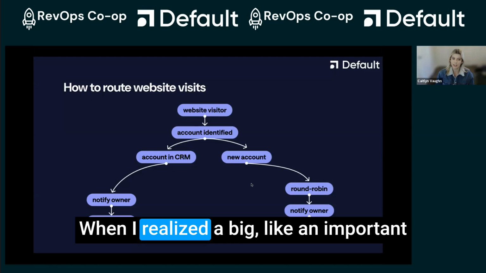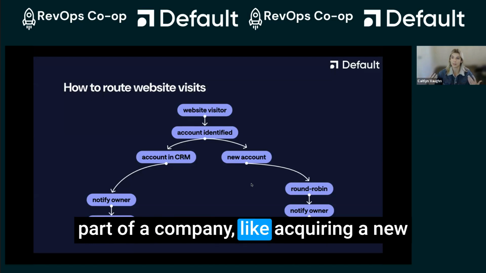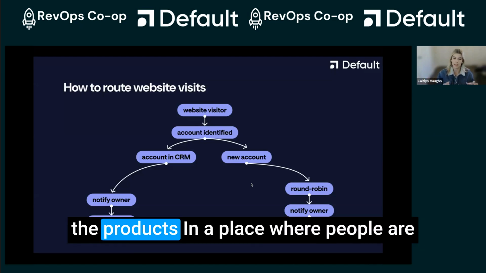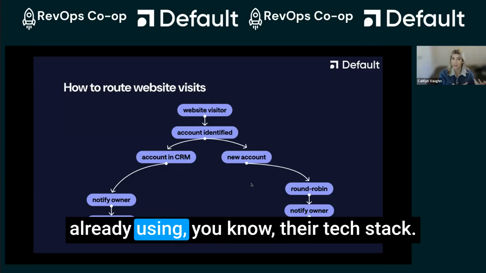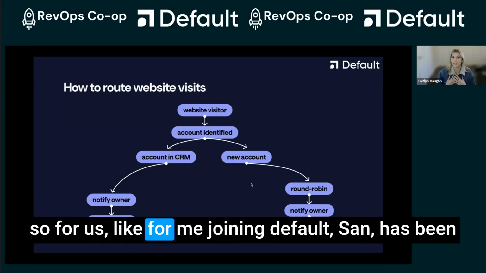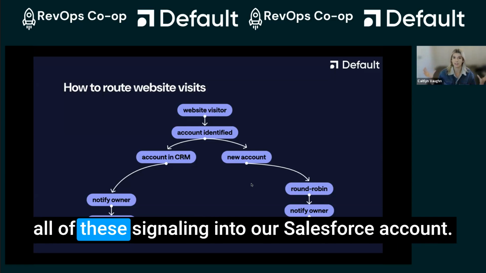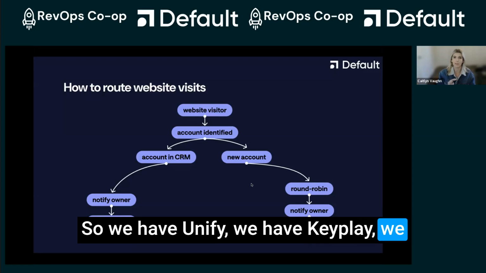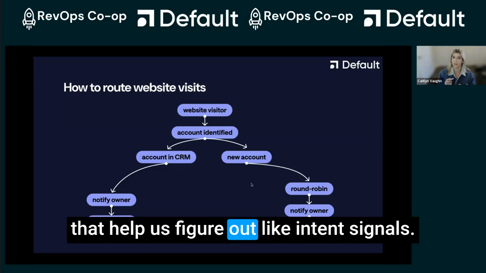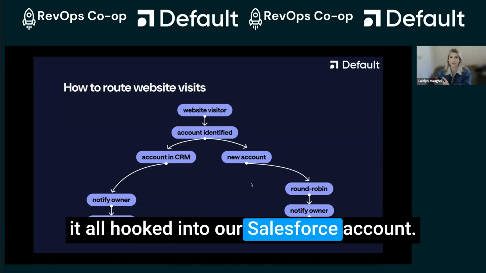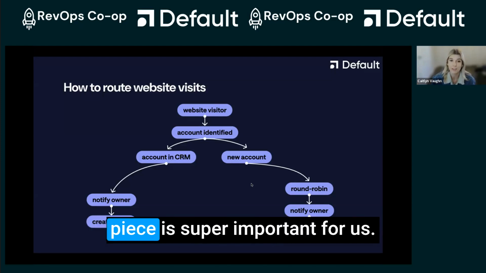I realized an important part of a company acquiring a new process and it actually sticking is building the products in a place where people are already using their tech stack. So for me joining Default, Stan has been around a little bit longer, and he actually built all of these signals into our Salesforce account. So we have Unify, we have KeyPlay, we have a bunch of really awesome products that help us figure out intent signals. But for me, it's really nice because he has it all hooked into our Salesforce account. So I think the orchestration piece is super important for us.